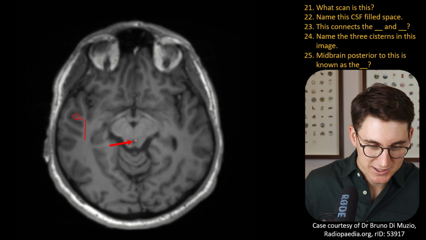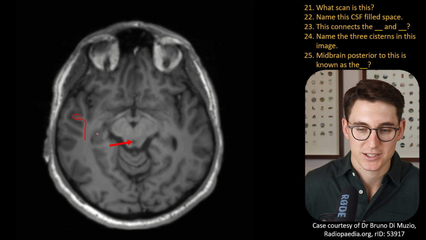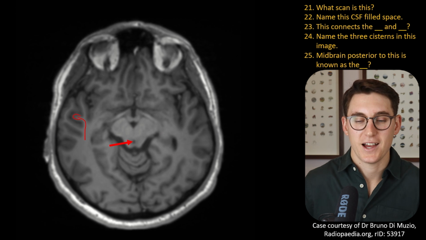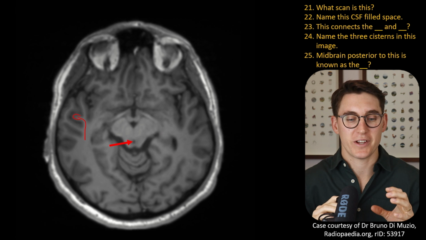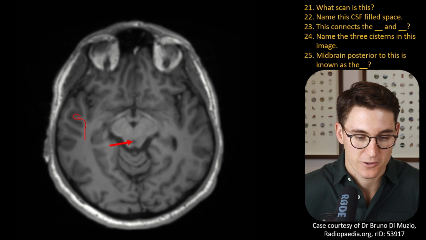We asked to name this small CSF filled space here, and this is what's known as our cerebral aqueduct. It connects the third ventricle and the fourth ventricle. Our interventricular foramen of Monroe connects our lateral ventricles to our third ventricle, then our cerebral aqueduct connecting our third ventricle to our fourth ventricle.